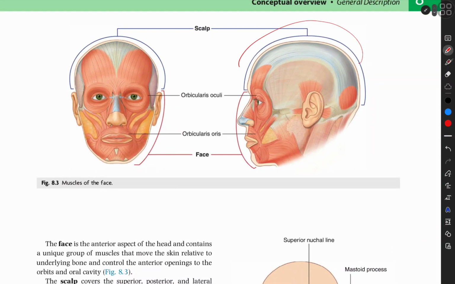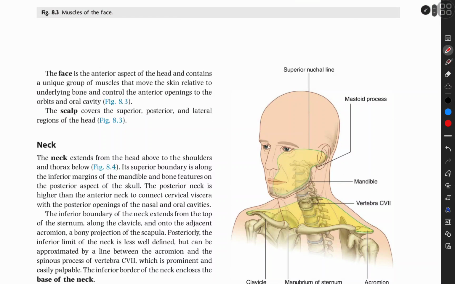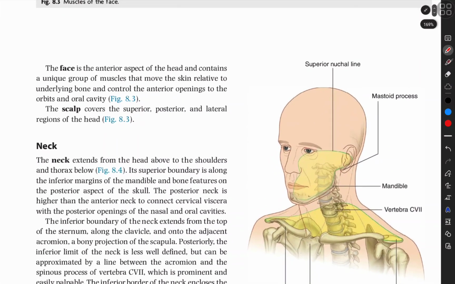Okay, this is the scalp. Orbicularis oculi are the muscles surrounding the eye, and this is the orbicularis oris surrounding the mouth. Oris, mouth; oculi, like eyes, I think, and face. Oh no, I didn't know this was the face. Anyways, the face is the anterior aspect of the head and contains a unique group of muscles that move the skin relative to the underlying bone and control the anterior opening to the orbits and oral cavity.